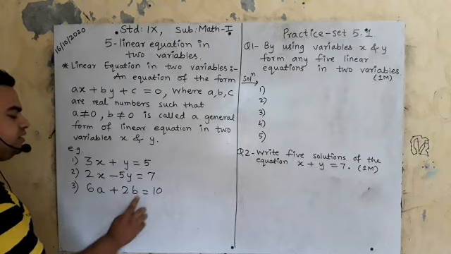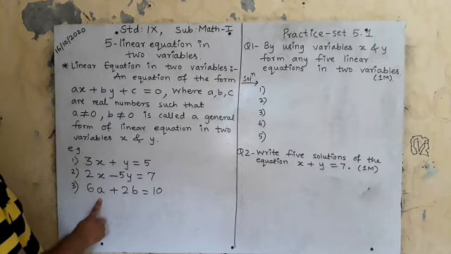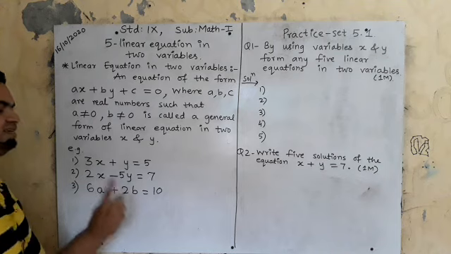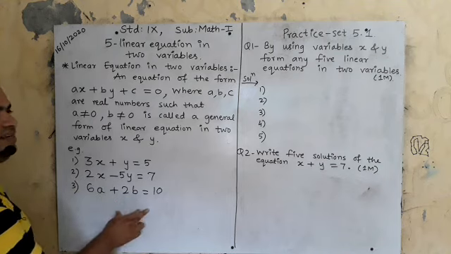6a plus 2b is equal to 10. Here a and b are two variables whose highest index is 1. Therefore, this equation is considered a linear equation in two variables. Now see, here the coefficient of x is 3, the coefficient of y is 1. Here the coefficient of x is 2, the coefficient of y is minus 5. Clear? Now see, the coefficient of a is 6, the coefficient of b is 2.